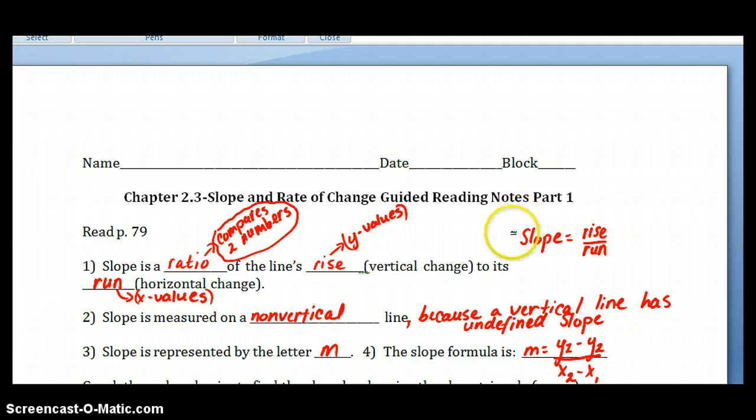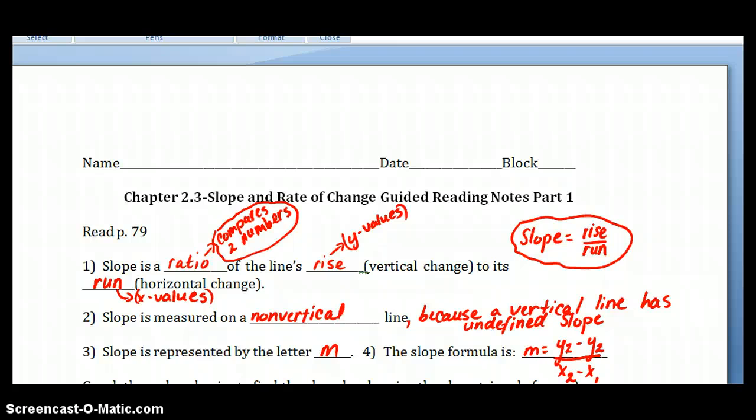So what I'd like you to do is take a minute, pause the recording, and write down anything you didn't have, which is probably compares two numbers, y values, x values, and slope equals rise over run. As soon as you're done doing that, start recording again. The other thing you would have found for number 2 is that slope is measured on a non-vertical line.